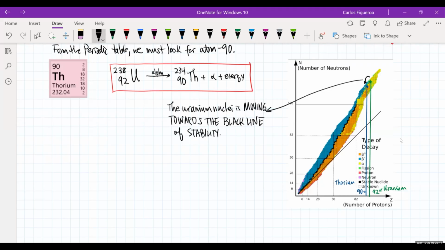And since thorium is unstable, it too is more likely to decay via alpha again. So you'll see a series of decay chains as it goes down towards the line of stability.